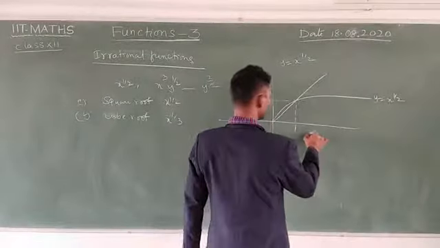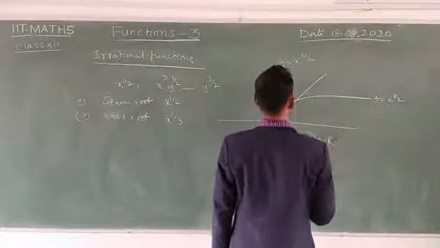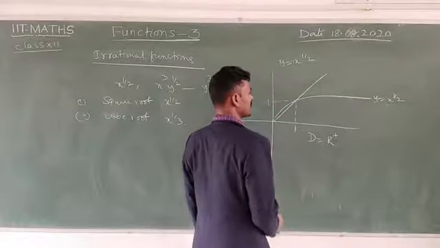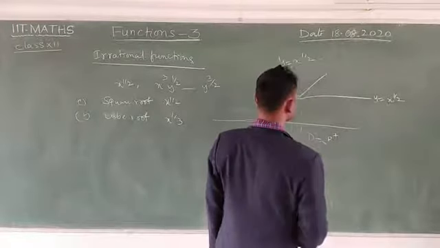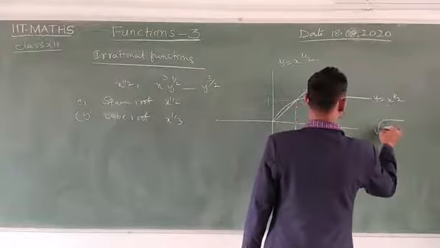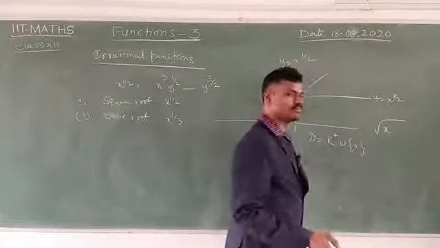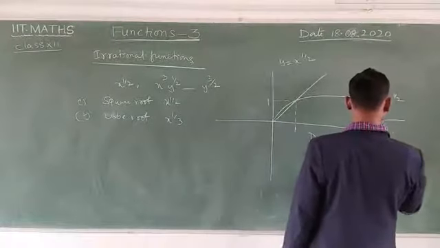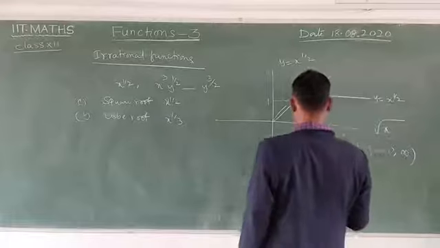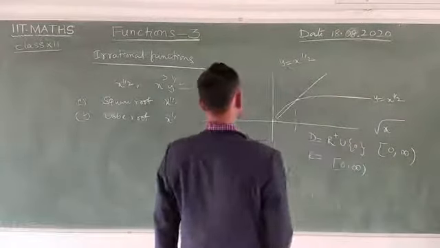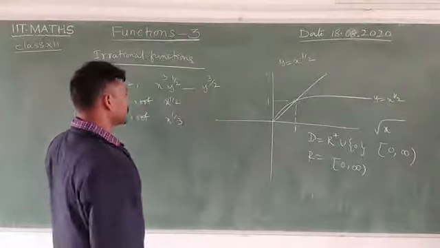Its domain is equal to R plus including 0, R plus union 0. Why? Because under the root of x, it will only take positive values and 0 including 0. That's why here the domain is 0 to infinity, and the range is also the same, 0 to infinity only. This is a square root function.